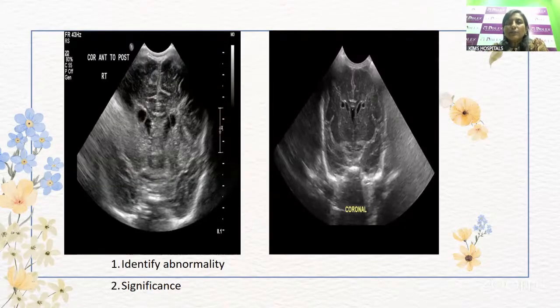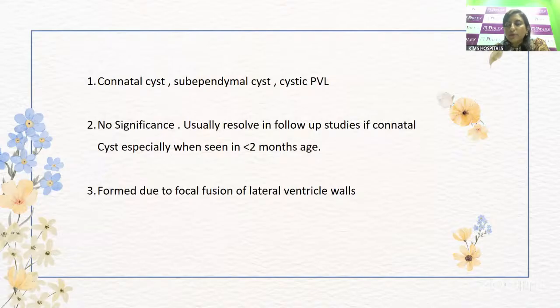So coming to the next question, what is the abnormality here and what is the significance? So here we can see some cystic structures which are present just lateral to the ventricles. So these are coenatal cysts. But we can also consider differentials like PVL in early stages or subependymal cysts. But mostly coenatal cysts are normal findings. They do not have much significance and they usually resolve within the first few months of life. They are formed because of focal fusion of the lateral ventricular walls.